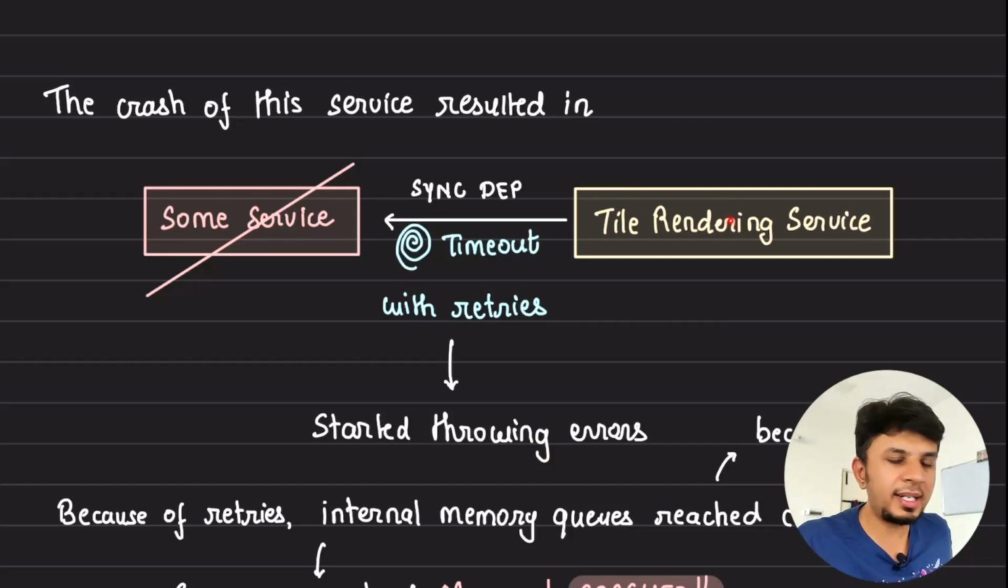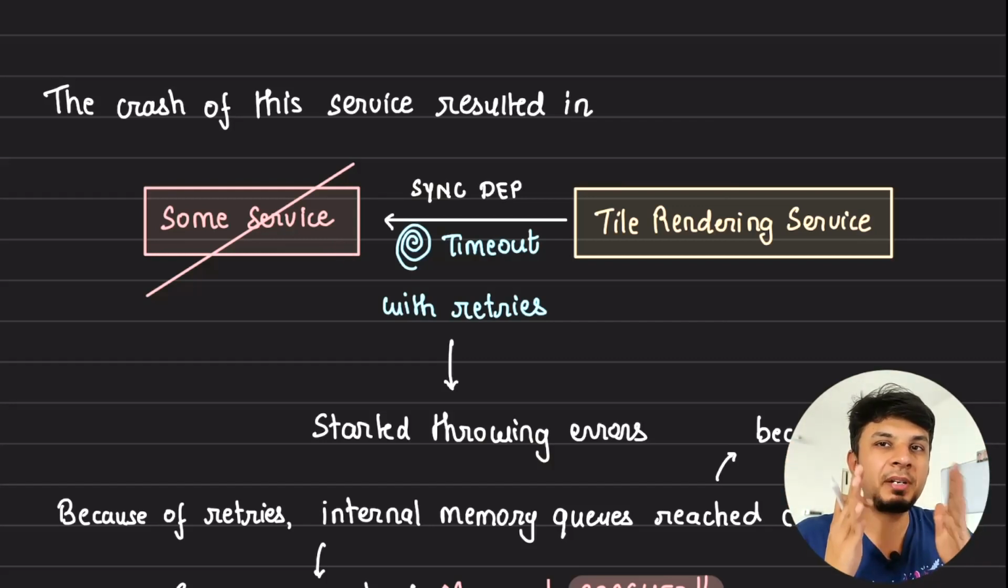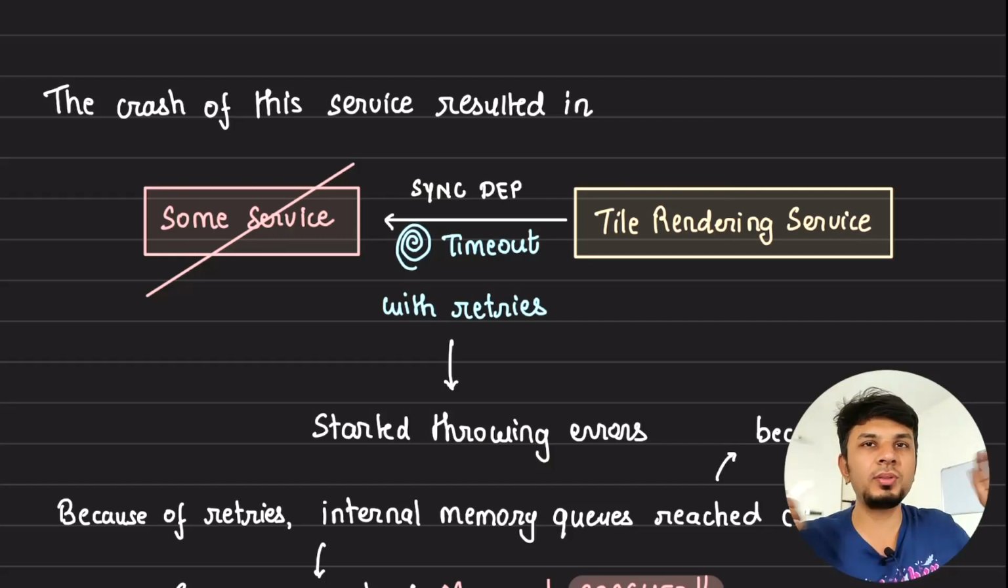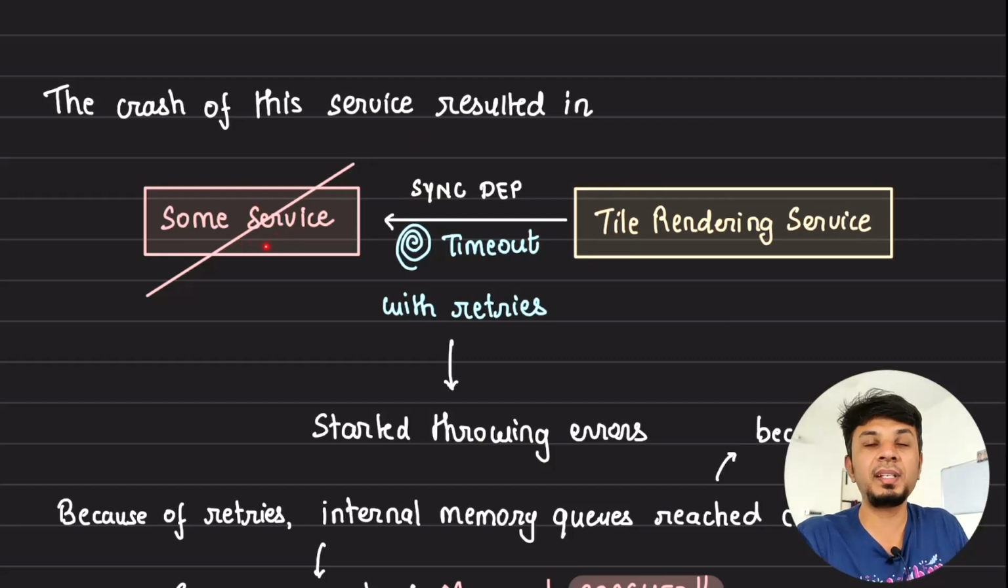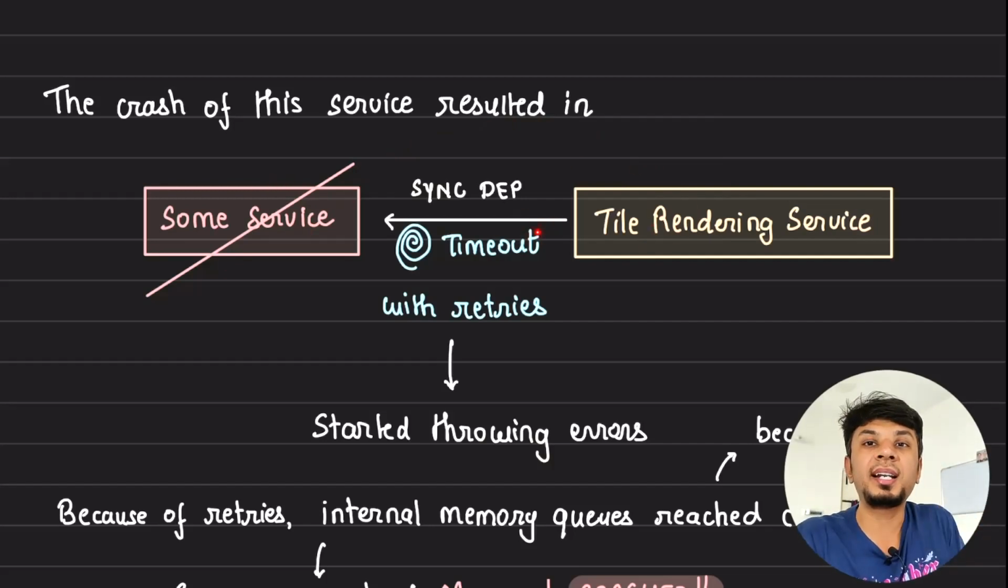Let's say your tile rendering service was making a call to some service, and we know that in a microservices based architecture, whenever there is a synchronous dependency between two services, it is always great to add a timeout to it. So let's say you say that whenever the tile rendering service invokes the API of this service, it needs to get a response within 2 seconds. If it does not get one, it results in a timeout. That's what the tile rendering service did. And because this service was down, the API call made by the tile rendering service always resulted in a timeout.